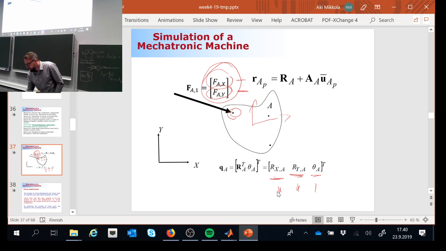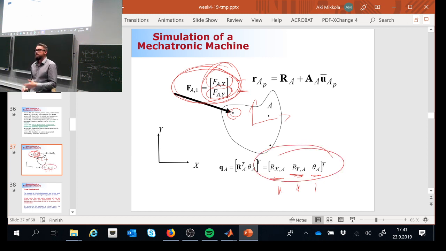Because look, the force here has two components and is expressed using global coordinates. That's not good. I don't want to accept that, because there is a big problem with that force: it's not expressed using generalized coordinates. What are the generalized coordinates? Here they are. That's what I have to use, because remember, what I'm solving for here are the generalized coordinates.